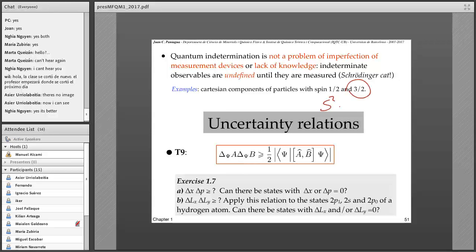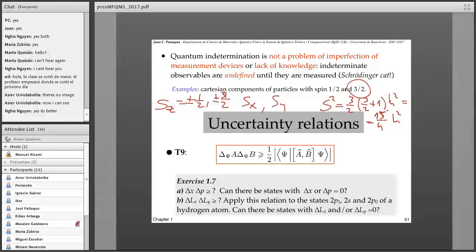You know that S squared takes the value 3/2 multiplied by (3/2 plus 1) times h bar squared, and this is 15/4 h bar squared. And on the other hand, you know that if you measure S_z, you can obtain the values plus or minus 1/2 or plus or minus 3/2. And the same if we measure S_x or if we measure S_y.